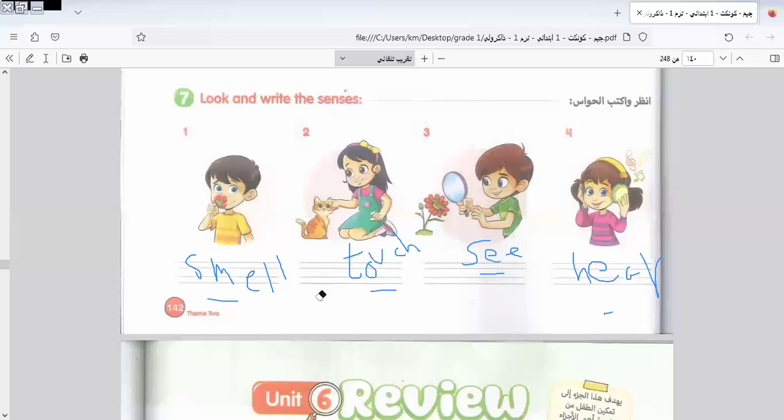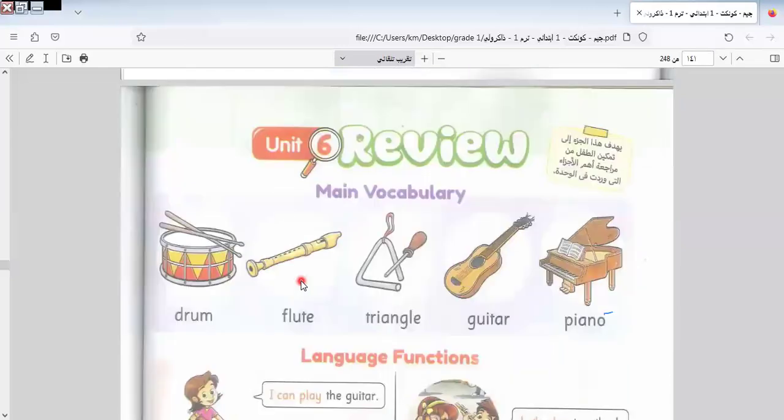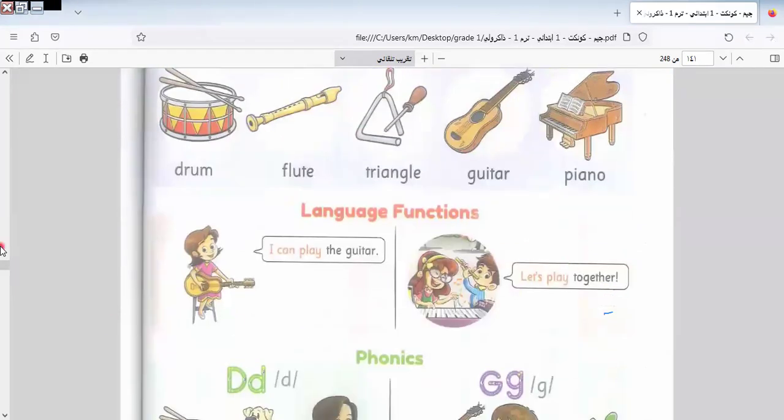Let's continue the rest of this unit. This last one is the review on the unit. I like this page because in this page we took the brief of what we learned during the unit. In the unit, we know the musical instruments, which are drum, flute, triangle, guitar, and piano. Here we know some language expressions, like I can do something or let's play something. Both of them must be followed by the infinitive form, like I can play the guitar or let's play together. This is the suggestion form.